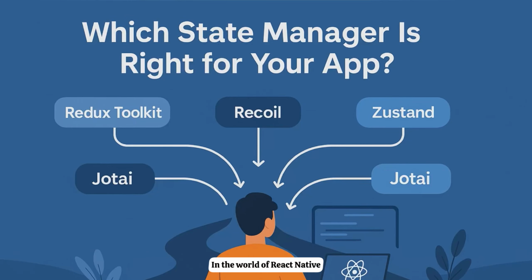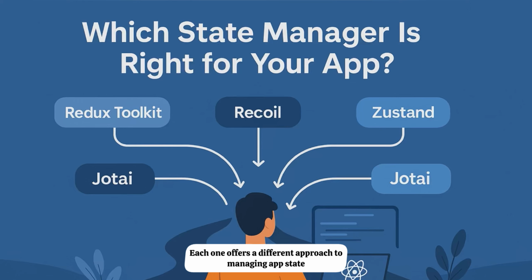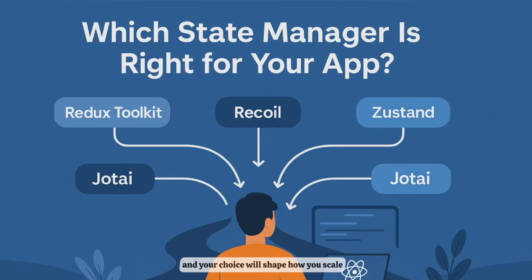In the world of React Native, choosing the right state management library is one of the most important architectural decisions you'll make. With so many options out there, Redux Toolkit, Recoil, Zustand, and Jotai, it's easy to feel overwhelmed. Each one offers a different approach to managing app state, and your choice will shape how you scale, structure, and maintain your app.